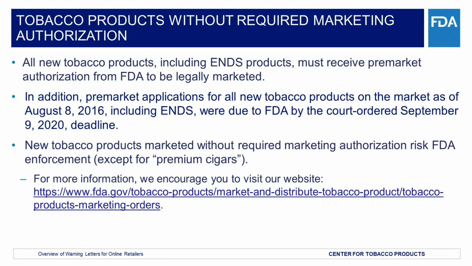All new tobacco products, including ENDS products, must receive pre-market authorization from FDA to be legally marketed. Pre-market applications for all deemed new tobacco products on the market as of August 8, 2016, including ENDS, were due to FDA by the court-ordered September 9, 2020 deadline.